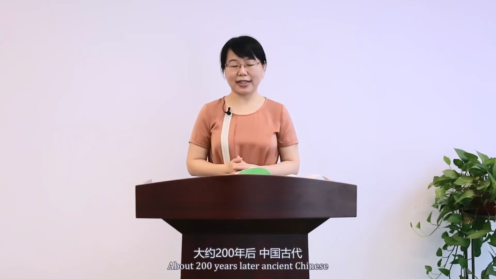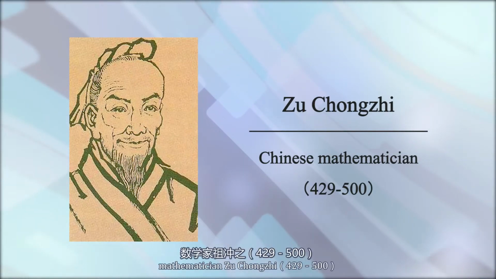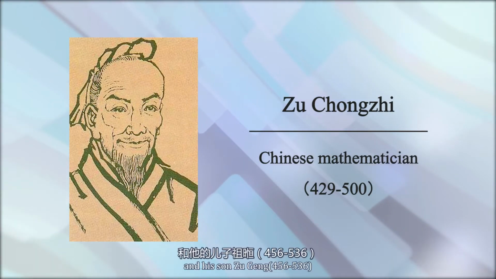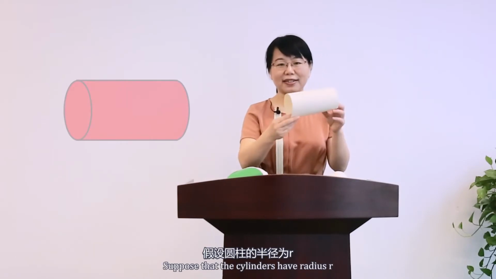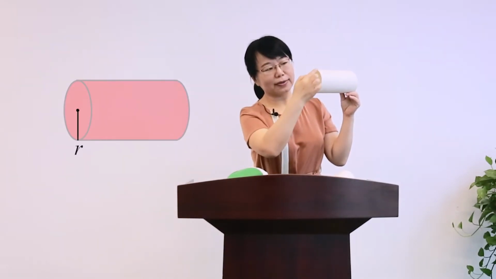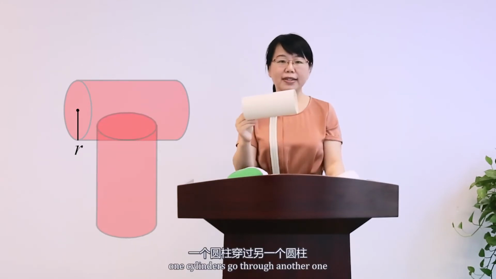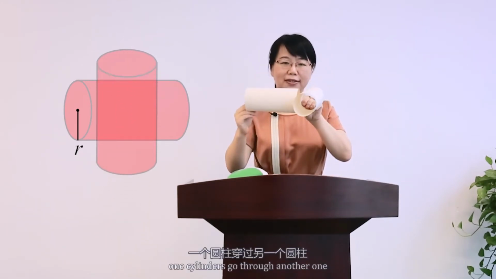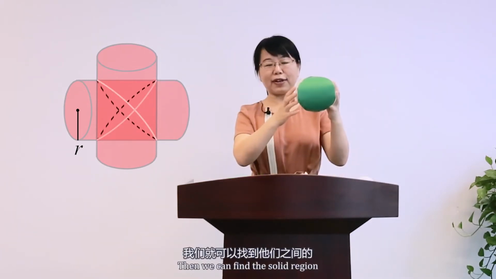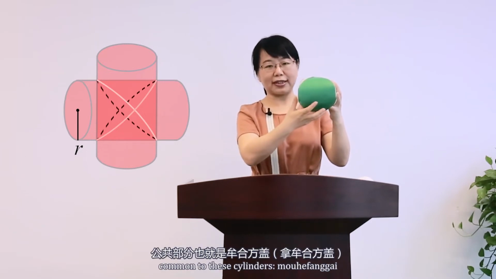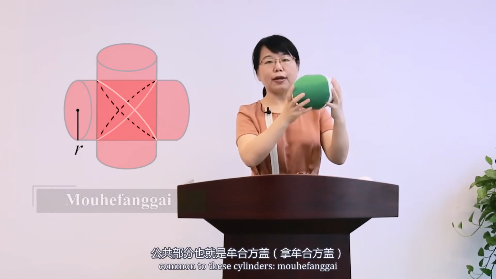About 200 years later, the ancient Chinese mathematician Zu Chongzhi and his son Zu Geng found a formula for the volume of a Mohe fungi and the volume of a sphere using elementary math. Suppose that the cylinders have radius r, and one cylinder goes through another one. So we will find the common section, the solid region common to these cylinders. The common section is called Mohe fungi.